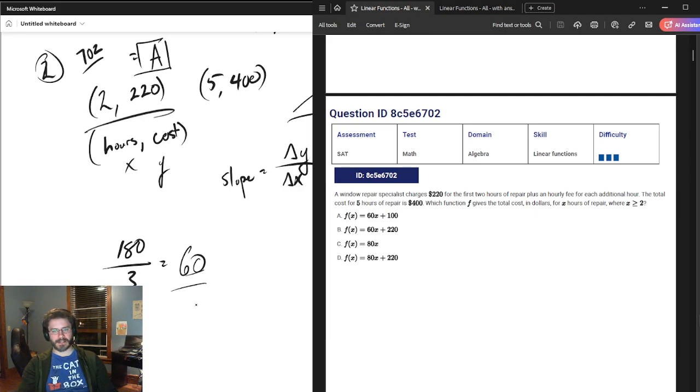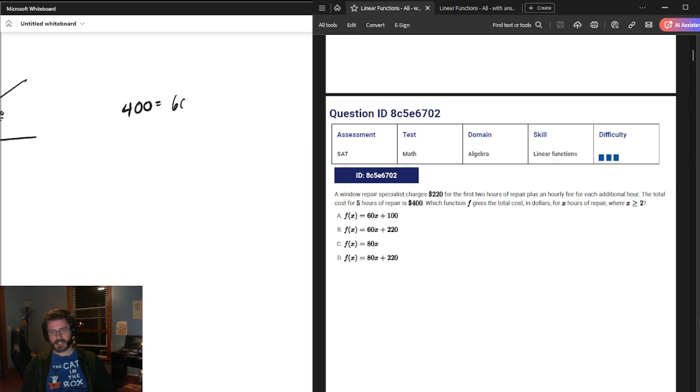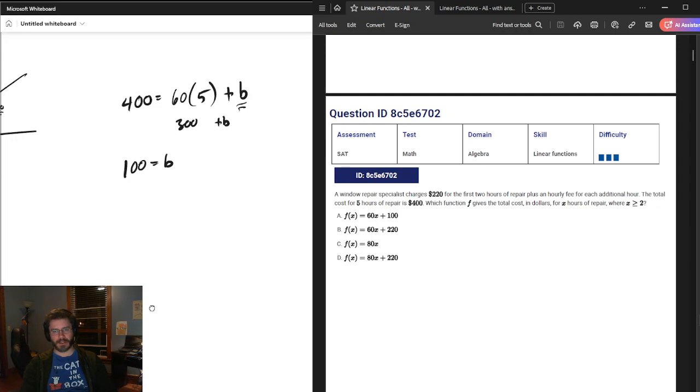If we wanted to solve this algebraically, we certainly could. I'll do it over here. Okay, our slope is 60. We have a coordinate point. So I could say 400 equals 60 times 5 plus b, and solve for the y-intercept that way. 60 times 5 is 300 plus b. Subtract the 300 over, and you get 100 equals b. That's one way to do it algebraically.